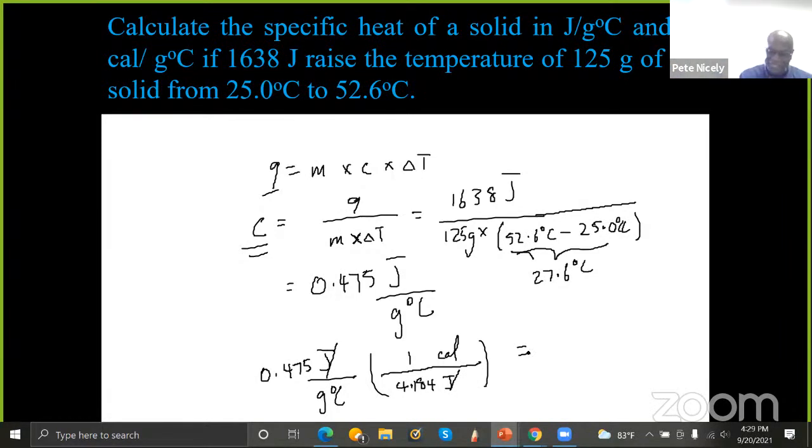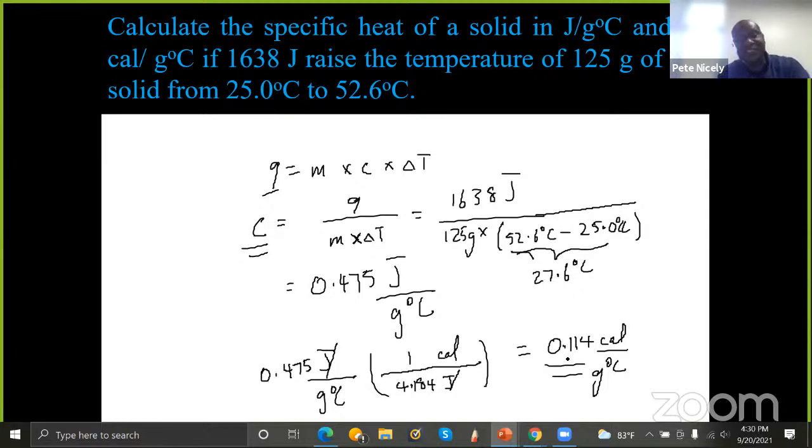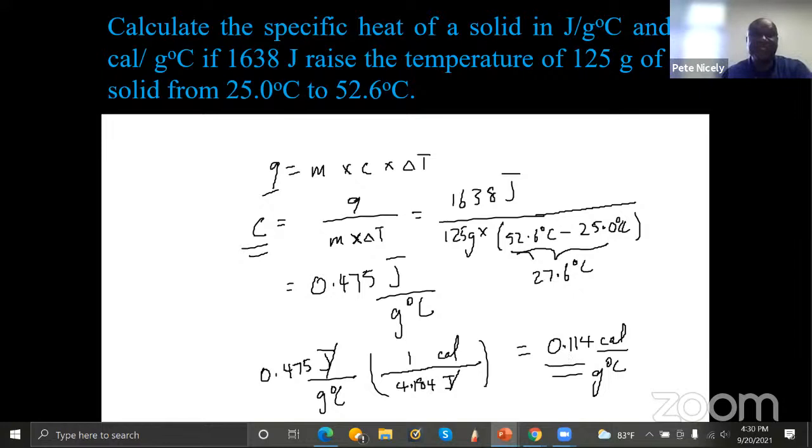So all we have to do is divide 0.475 by 4.184. And according to my calculation, this works out to be, rounded to 3 sig figs, 0.114. And the units will be calories per gram degree Celsius. And that is how we do that conversion from joules per gram degree Celsius to calories per gram degree Celsius. Okay, any questions about this particular example?